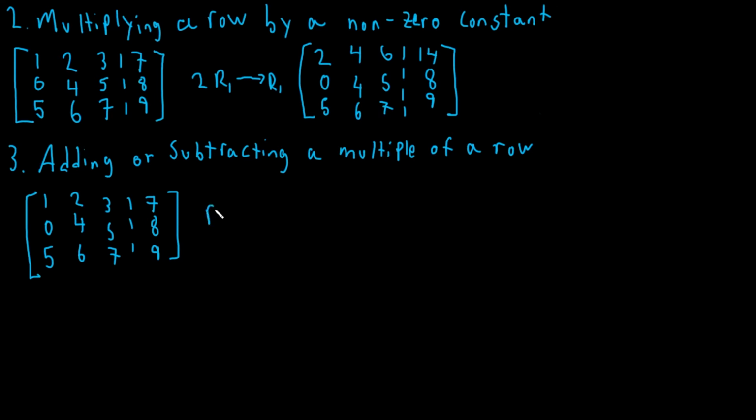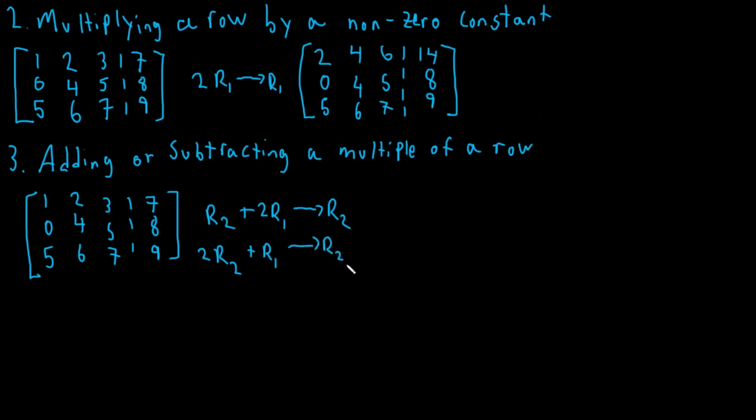Row 2 plus 2 row 1, and we would change row 2 because we're adding a multiple of another row, in this case row 1. What we can't do is say 2 row 2 plus row 1 and still change row 2.